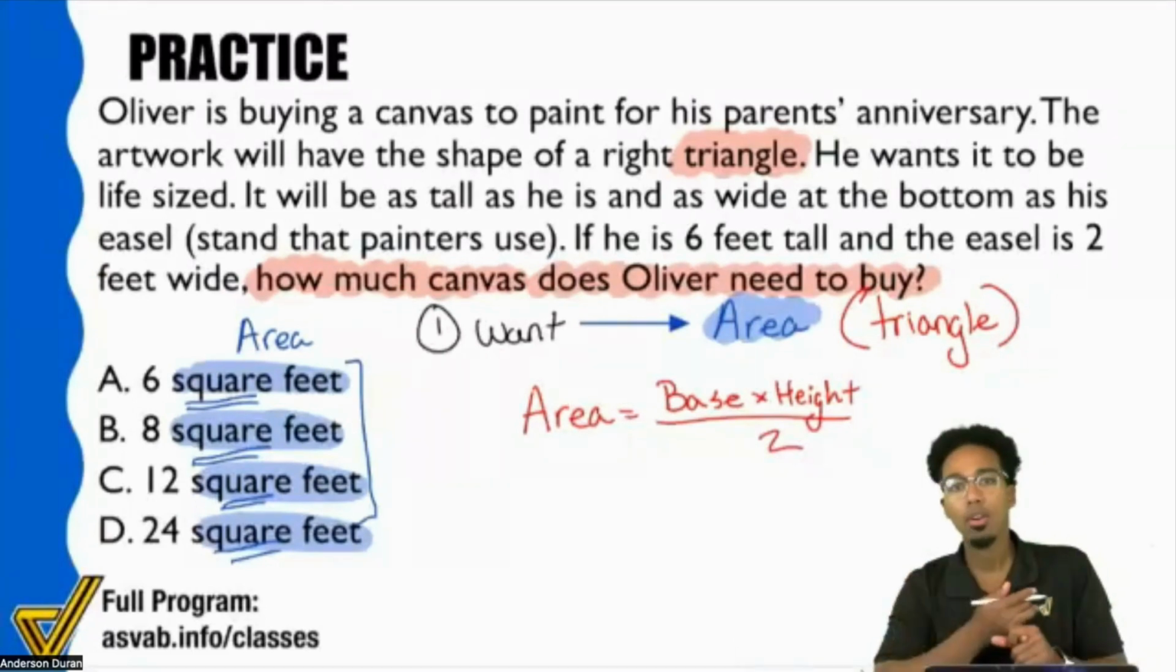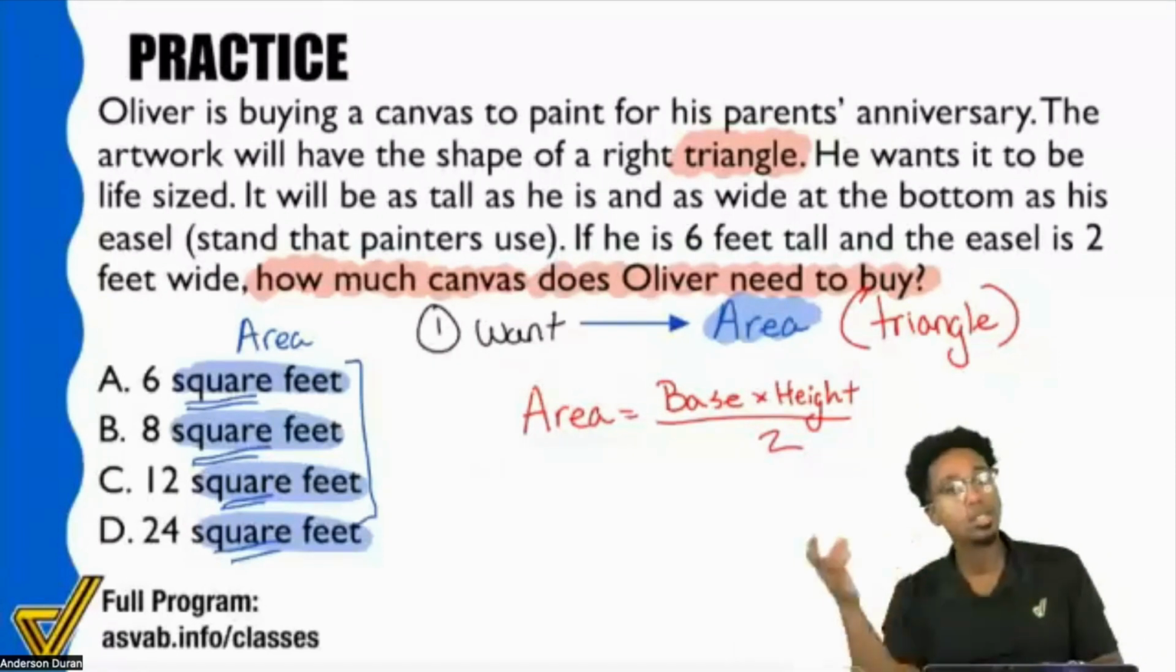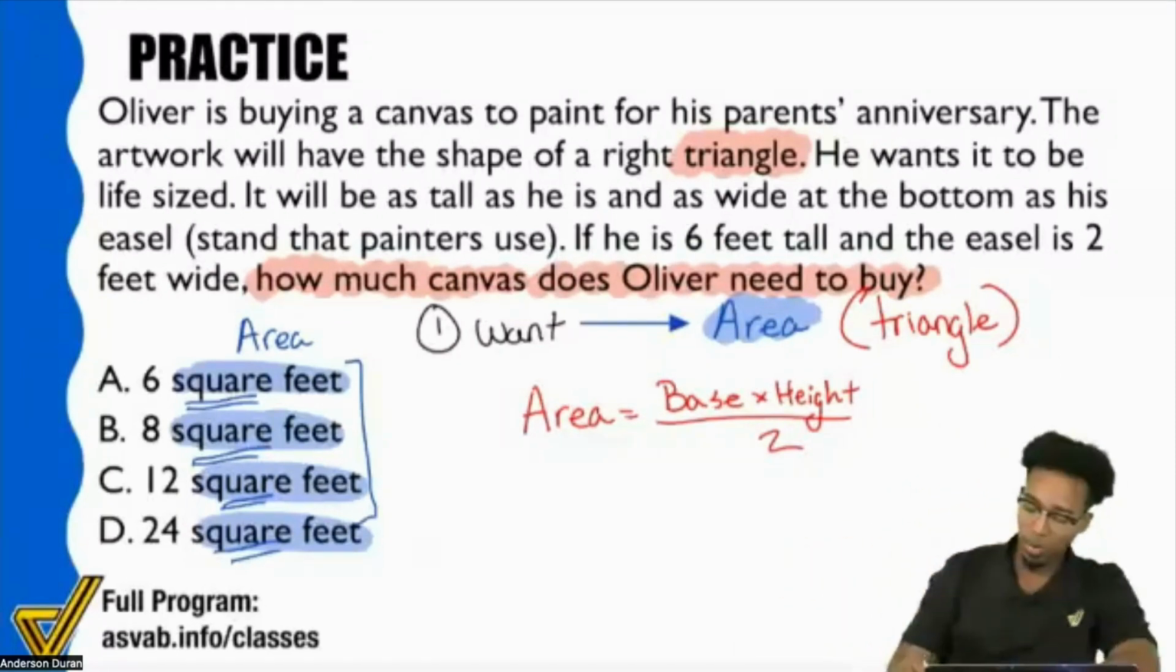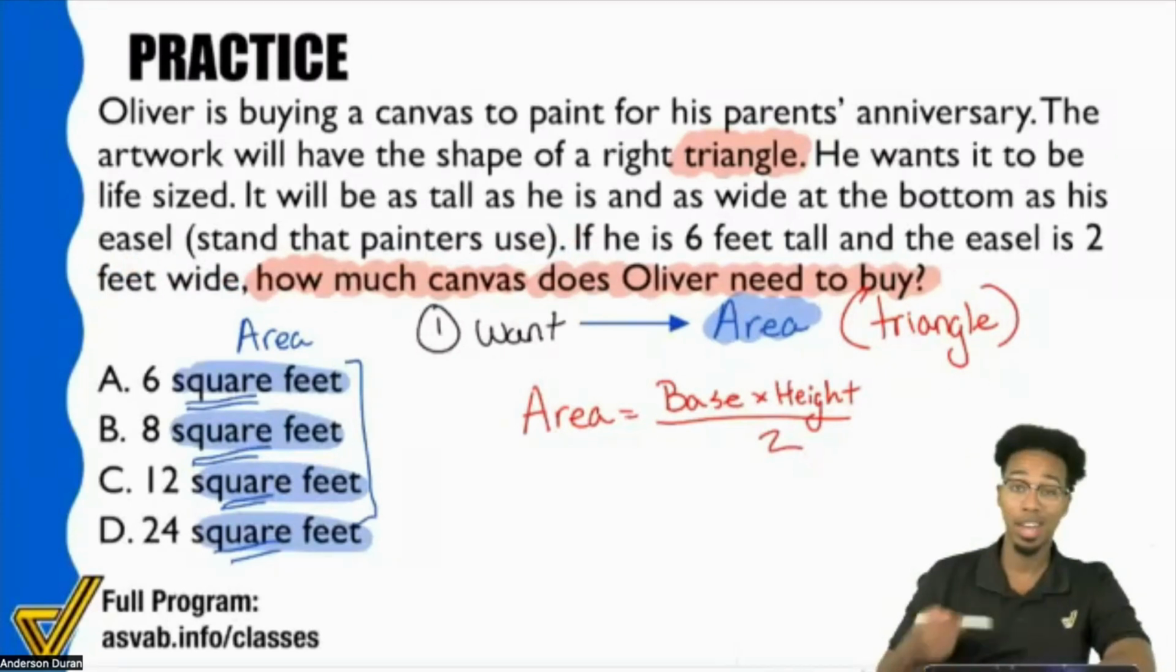We want the area of that canvas, which means the area of a triangle, because it is in the shape of a triangle. When I read through the information again, he wants it to be life-sized. It'll be as tall as he is and as wide at the bottom as his easel, which is the stand that painters use. I don't even know if that says easel or easel, and I wrote this problem, but I just looked it up to see what it was.